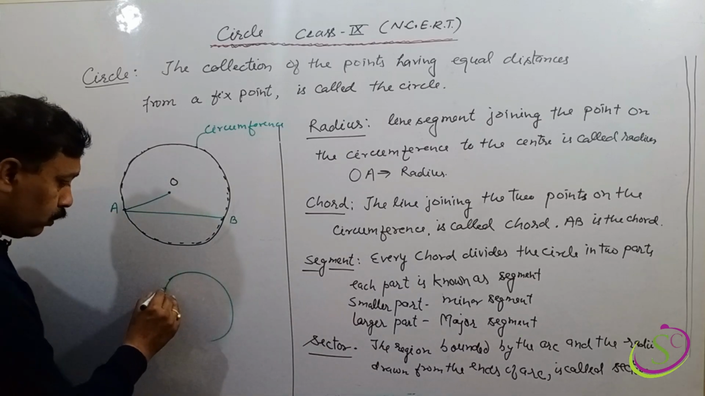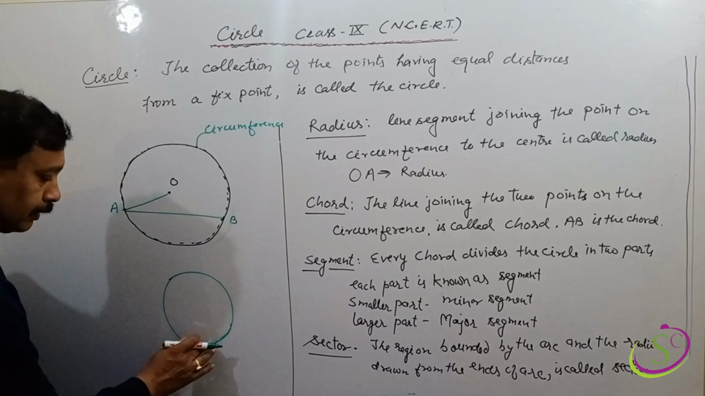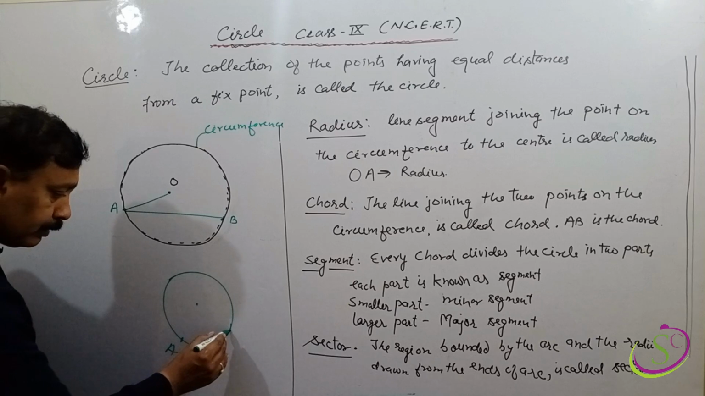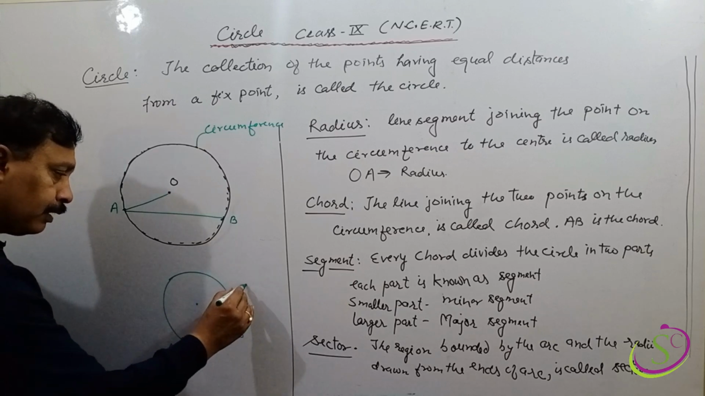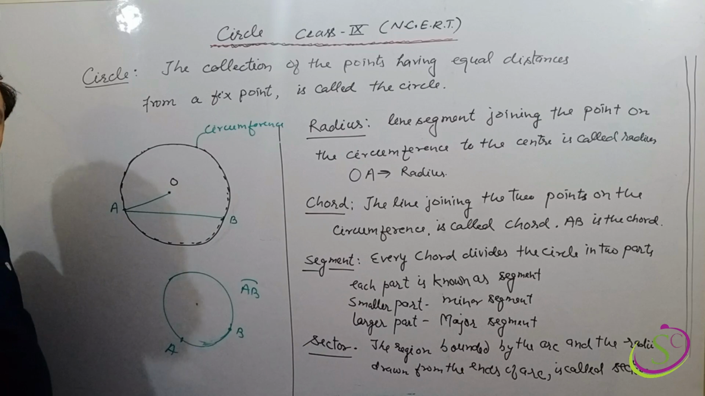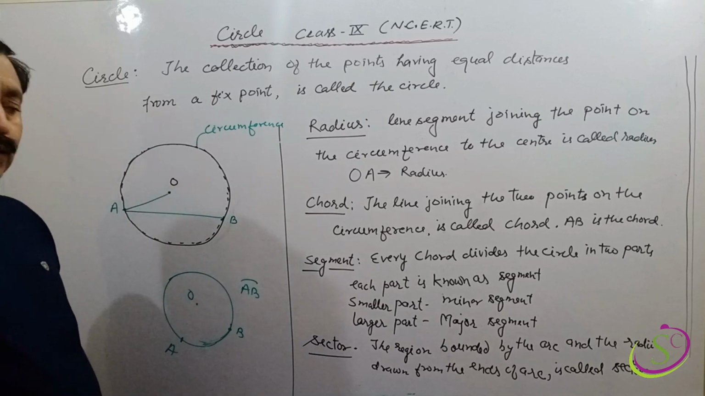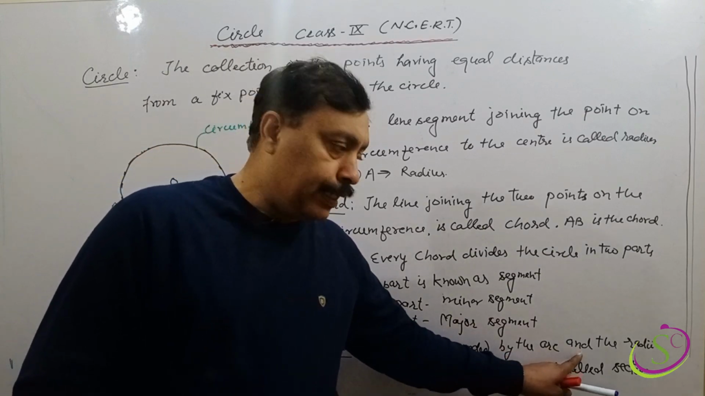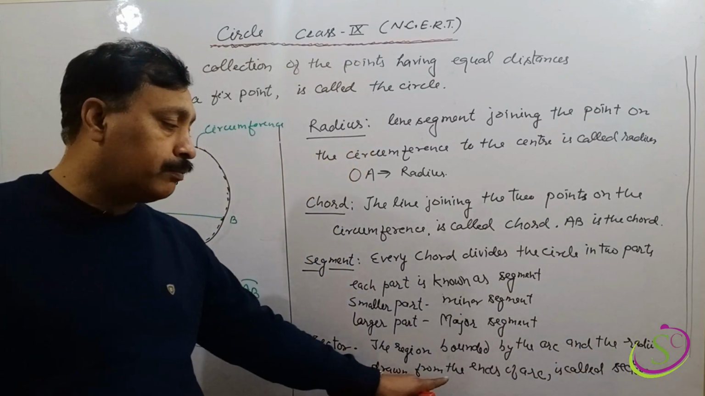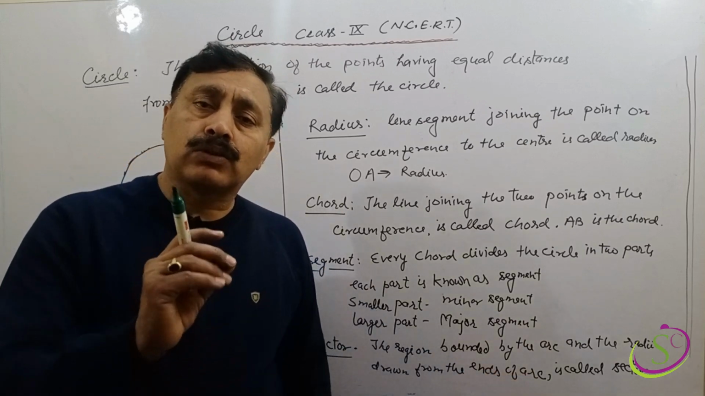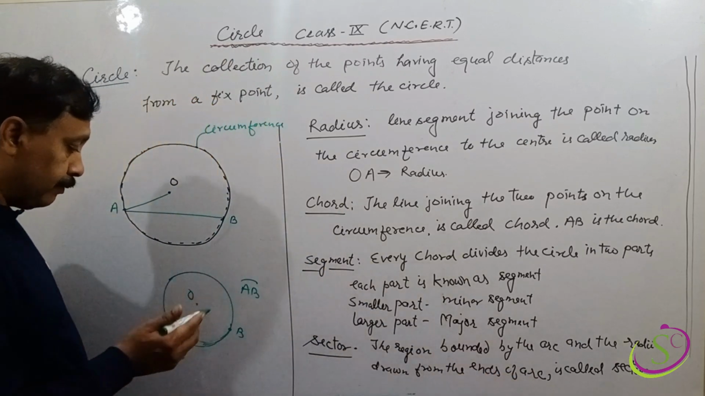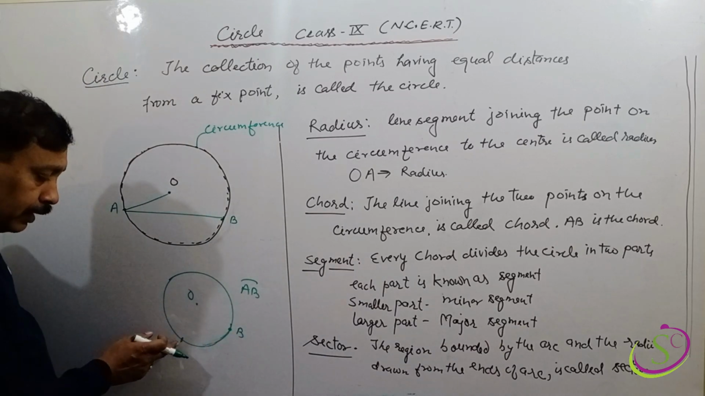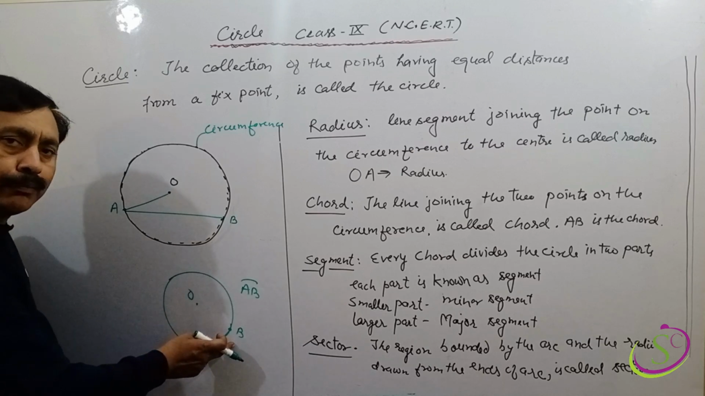Again I am drawing the new figure. What is sector? This is a circle, and this A and this point B, yani AB is the arc. Clear? And O is the center. The region bounded by the arc and the radii drawn from the ends of the arc is called sector. देखिए, this is an arc AB, and the ends of this arc are A and B.